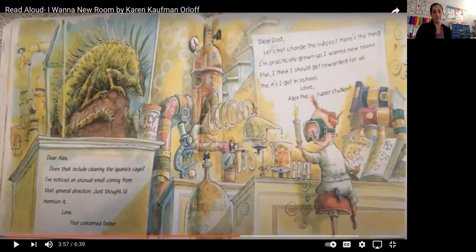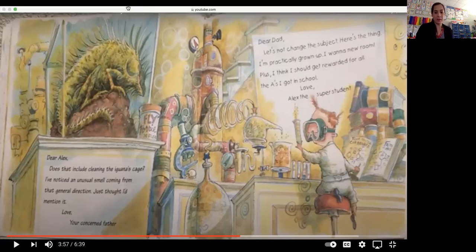Dad is saying he doesn't think it's a good idea, and giving him reasons as well, and reminding him, remember when you did this and this happened. So they're both using characteristics of persuasion in their letter writing. Let's continue watching.